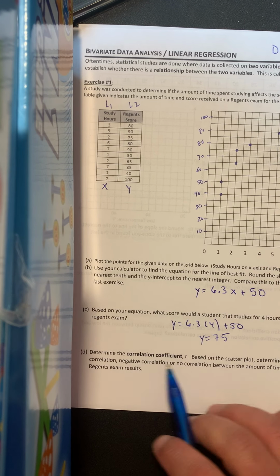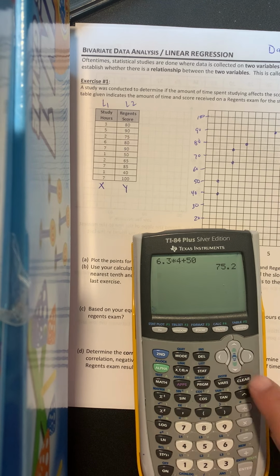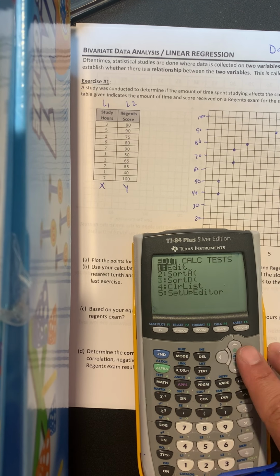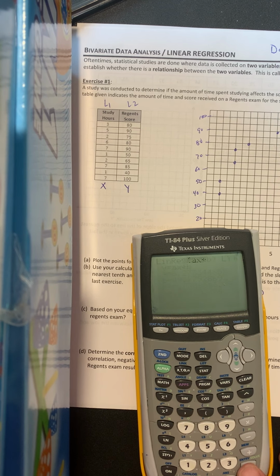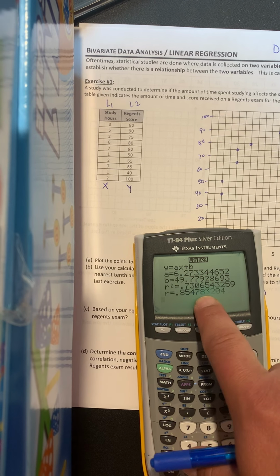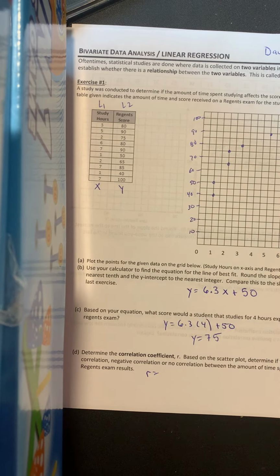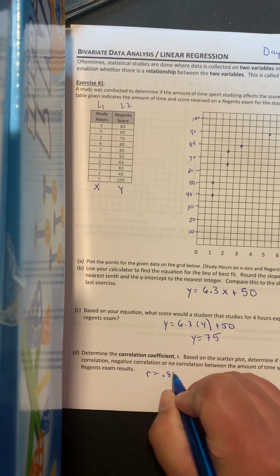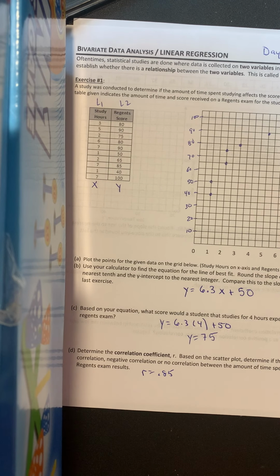Now the other part is your correlation coefficient, which I did talk about and I did show you, but I'm going to show you again. So I'm just going to have to go back and go to calc and do exactly what you did, and get to this screen. Right here, this is my correlation coefficient. So my correlation coefficient is 0.85. So R is 0.85.